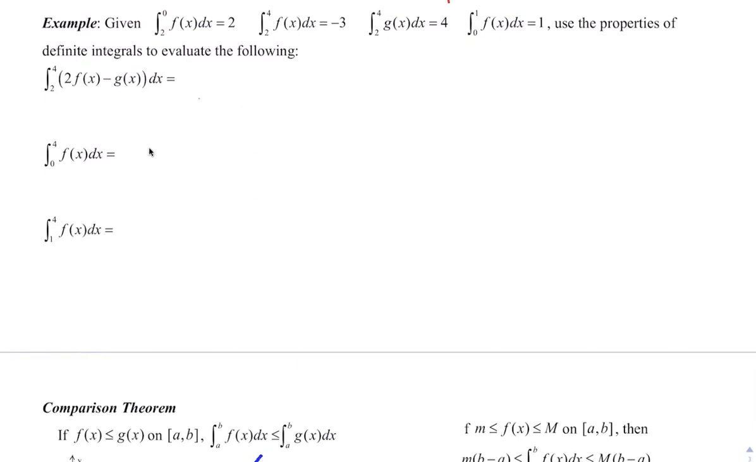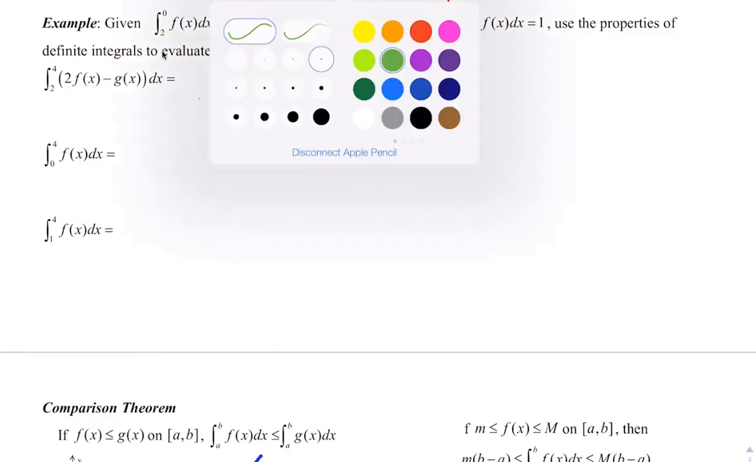So here's our example. I'm going to give you stuff like this, and we're going to use all the properties to get an answer. They tell us the integral of f(x) from 2 to 0 is 2, the integral from 2 to 4 is -3, the integral from 2 to 4 of g of x is 4, and the integral from 0 to 1 of f of x is 1. And we want to evaluate these using the properties. So first one.